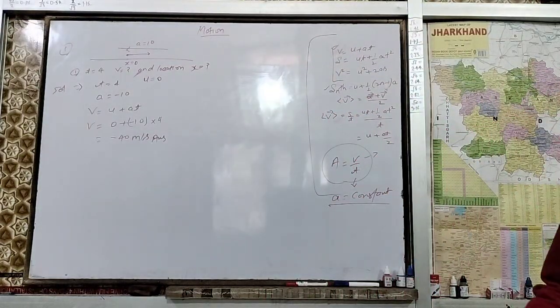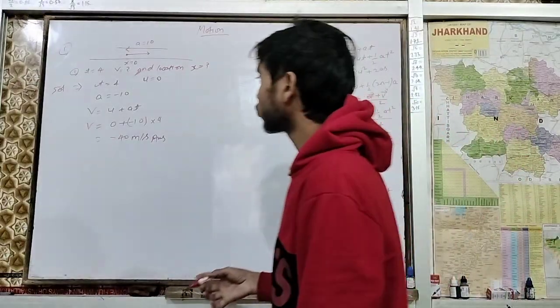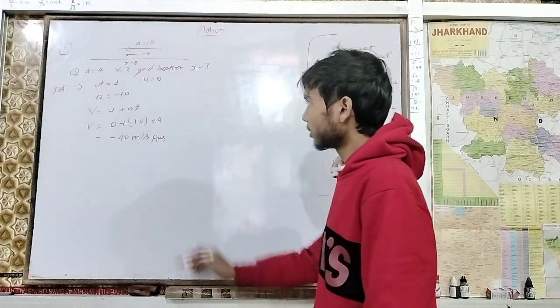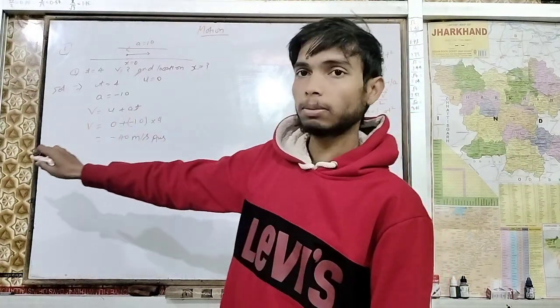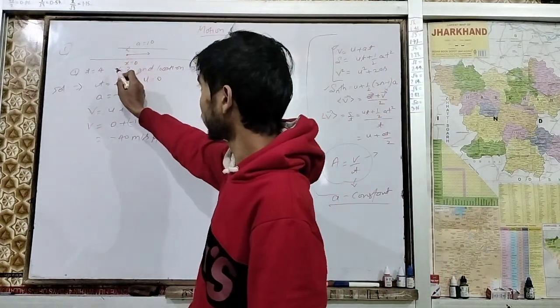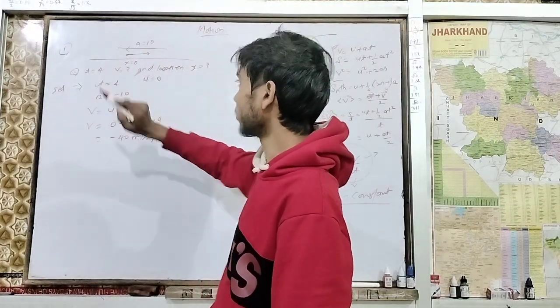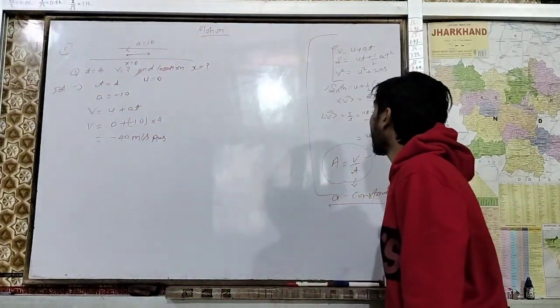This is your velocity, where time is 4 and acceleration is minus 10. In that case, what is the velocity? 40 meter per second. Okay, 40. Velocity will be minus 40 meter per second when acceleration is minus 10 in this direction and t is 4. Okay.